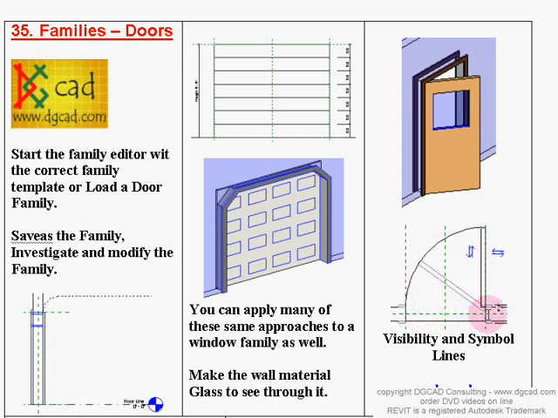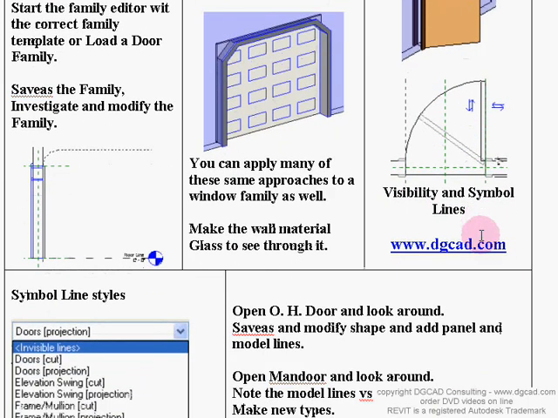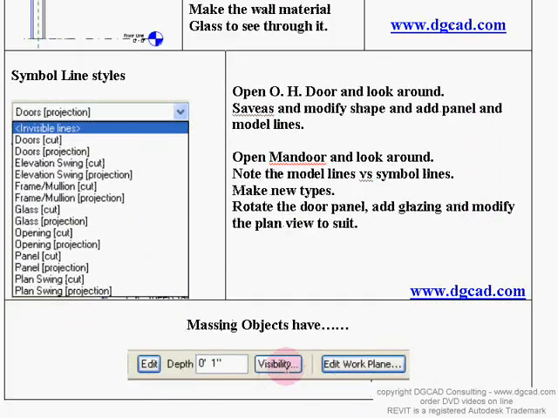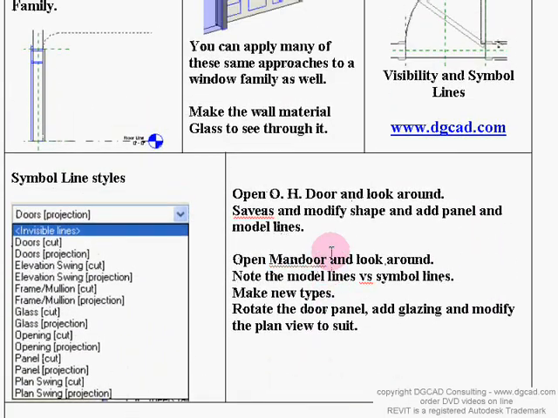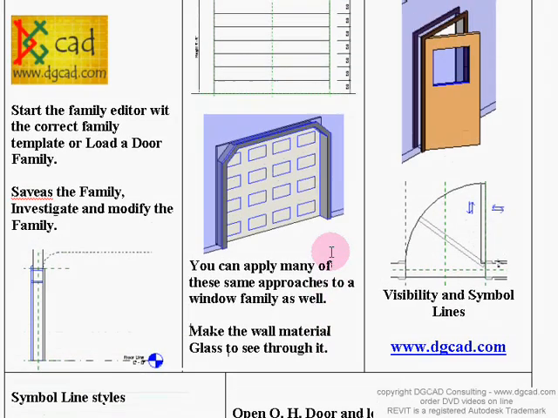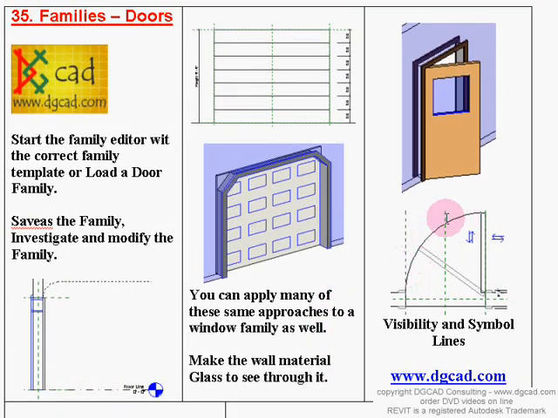So the whole thing about doors is they take more advantage of using symbol lines and the massing elements, and you can make the massing elements be visible or not visible by going down into here and picking this visibility button, which is interesting. So that's how you get a combination. Sometimes you'll see the symbol lines and the massing, and sometimes you won't. I'll show you how to do that.